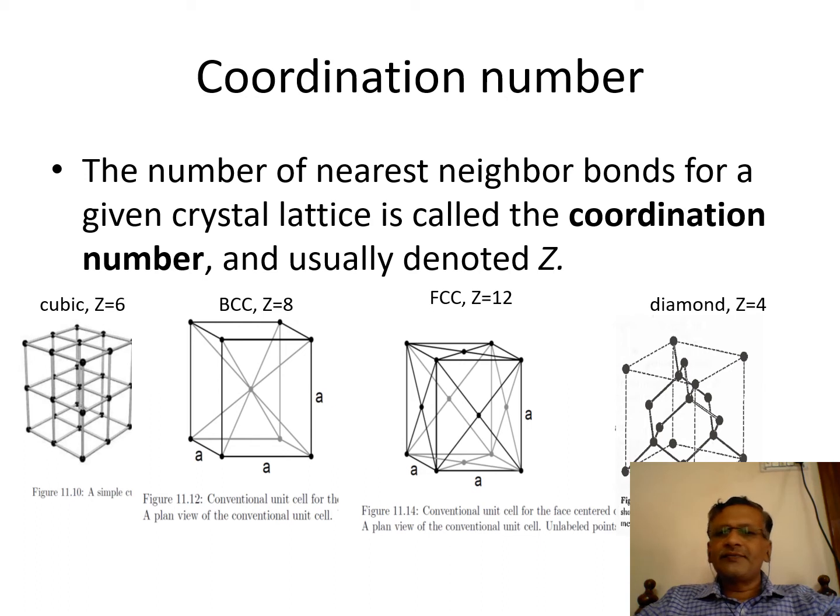In case of diamond, this is base centered cubic, coordination number is 4. So therefore, number of nearest neighbors in case of simple cubic is 6, in case of body centered cubic is 8, in case of base centered cubic is 4, in case of face centered cubic is 12. So these are the number of nearest neighbors. These number of nearest neighboring atoms are nothing but the coordination number.